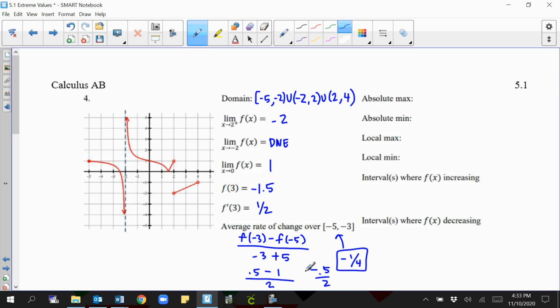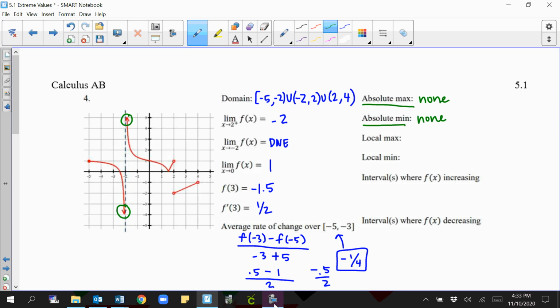And now let's look at some of our extrema. So if I'm trying to find an absolute maximum, well, I've got an arrow up here. That means this graph is going to keep going all the way up, so there is none. There is no absolute max. And the same thing for my absolute minimum. There's an arrow going down right here, meaning it's going to go down forever. So there is no absolute minimum either.